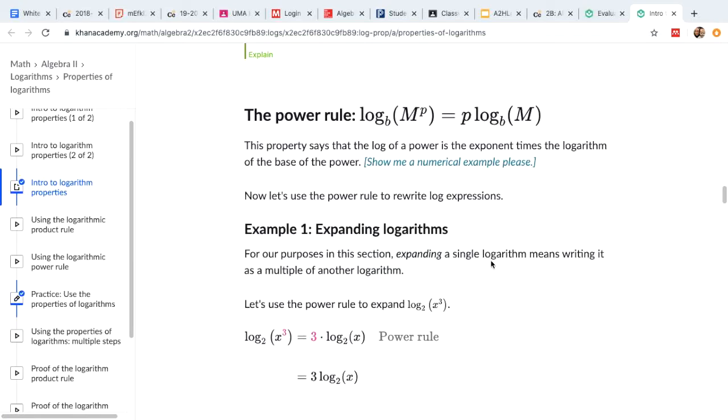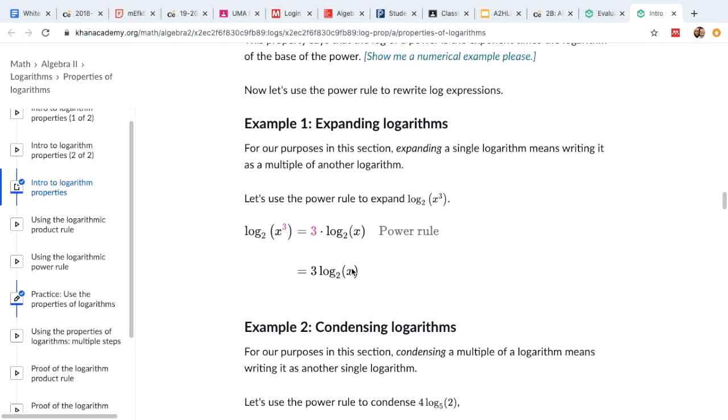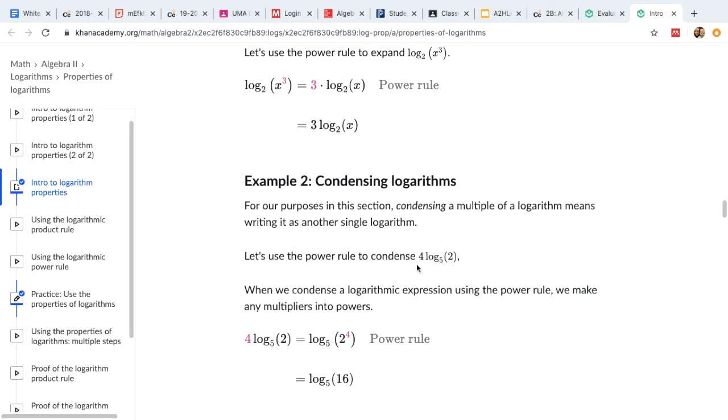Okay, but either way, let's talk about expanding it. So expanding it means you have it with the exponent on the inside. You need to take it from here and move it right out front, and then you're done. The log base stays the same, the m value stays the same. Pretty straightforward.